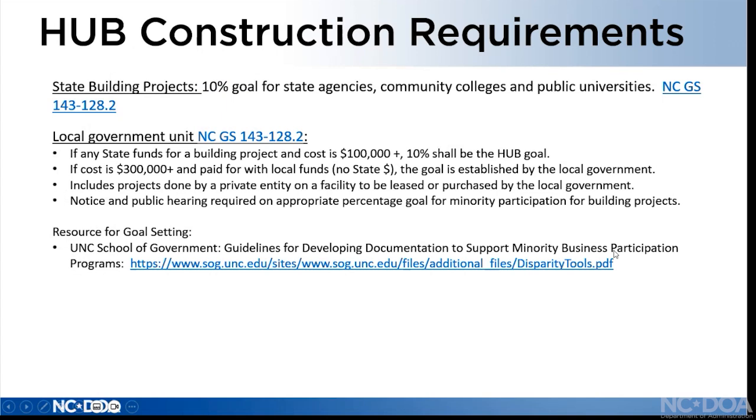All right. So if we don't have any questions, I'm going to go ahead and talk about Hub construction requirements. So for state building projects, there is a 10% goal for state agencies, community colleges, and public universities. Local governments have a little bit more flexibility, but anything with any state funds, and even if it's just $1, they have to have a 10% goal if their project is $100,000 or more.